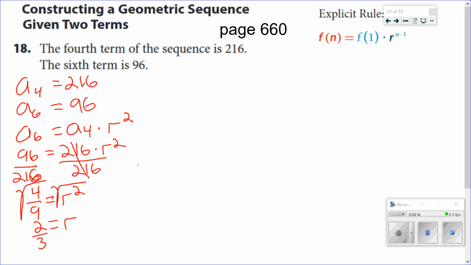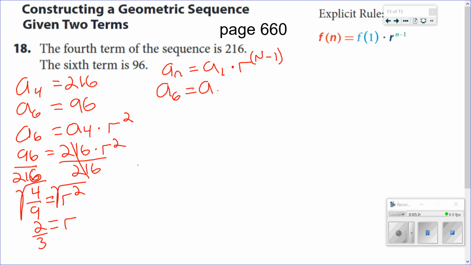So what I need to do is find my first term. I'm going to plug into this formula with the common ratio. In subscript form, this formula would be a sub n is equal to a sub 1 times the ratio raised to the n minus 1. Now I'm going to plug in everything I know. Since I could use either one of these, a sub 4 or a sub 6, I'm going to pick a sub 6. It's got the smaller number. I'm going to plug in a sub 6 here.